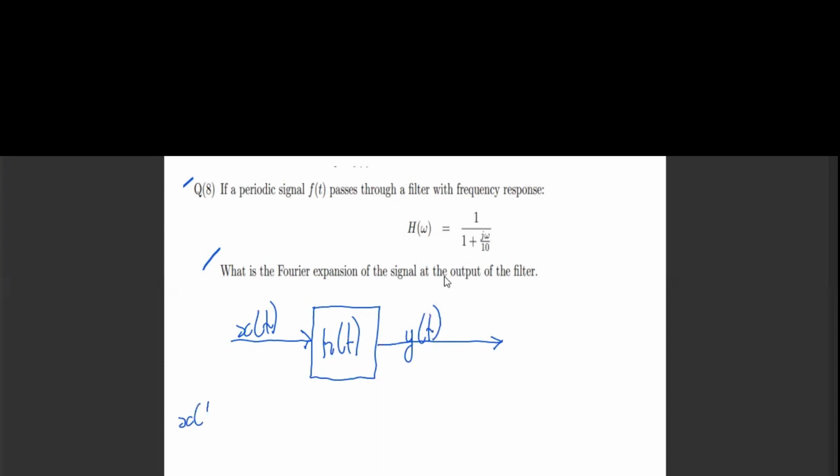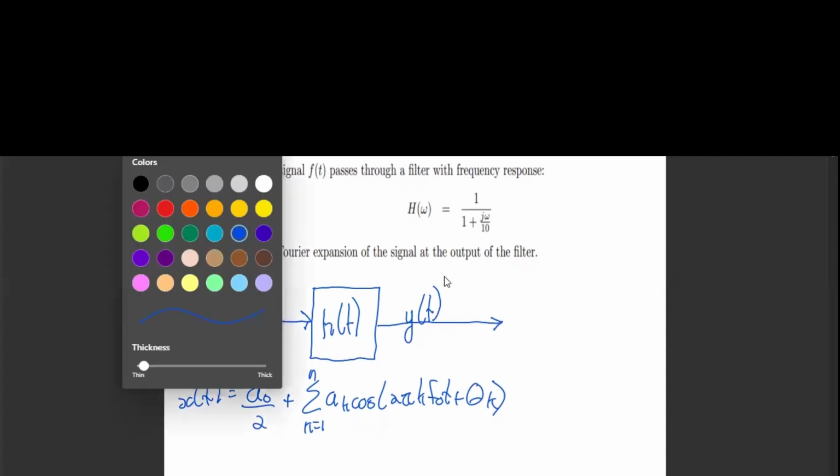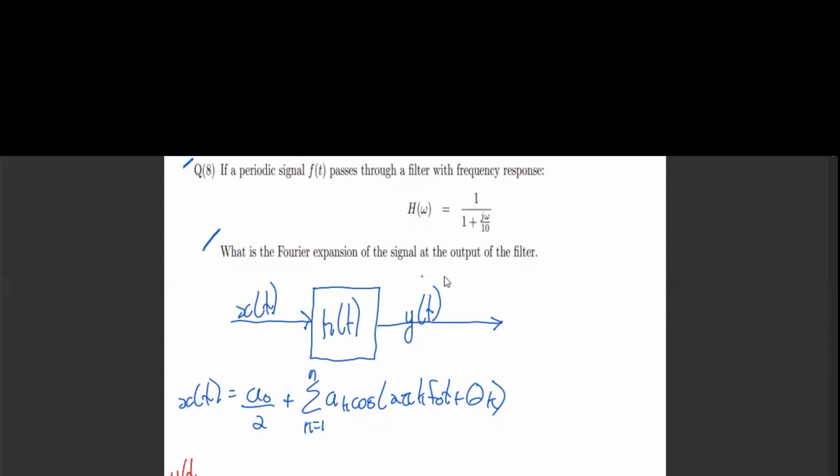So for example, if x of t is represented in the harmonic form, you just say a naught on 2 plus the sum k equal to 1 to n of ak cos(2 pi k f naught t plus theta k), these are the inputs, and the outputs of the filter are: each magnitude is multiplied by the frequency response, so the magnitude response of the filter, plus the sum k equal to 1 to n of ak times the magnitude response of the filter, and then each of the phases at that specific frequency will be added to the phase response of the filter.